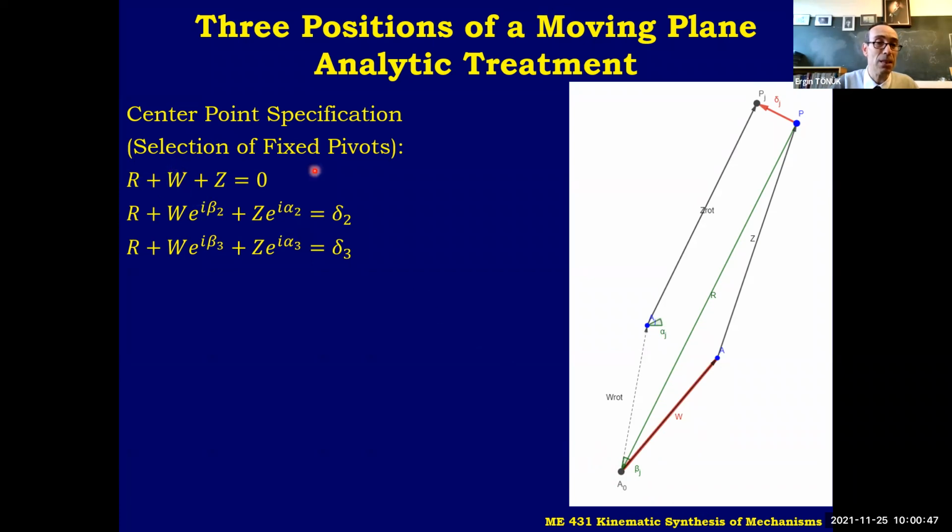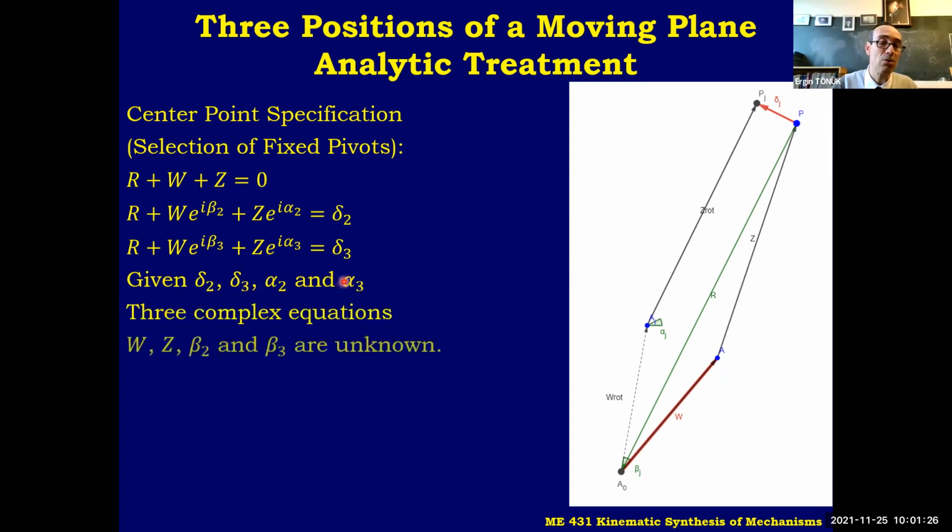If I'm selecting the location of fixed pivots, this means R is known. What is unknown is still W and Z. The plane motions are known, so I know alphas. I know deltas, the displacement of the representative point. I'm going to solve for W and Z, if you like, but actually what I need is only Z, or if you like only W, if you select A0. So let's see how this time we solve.